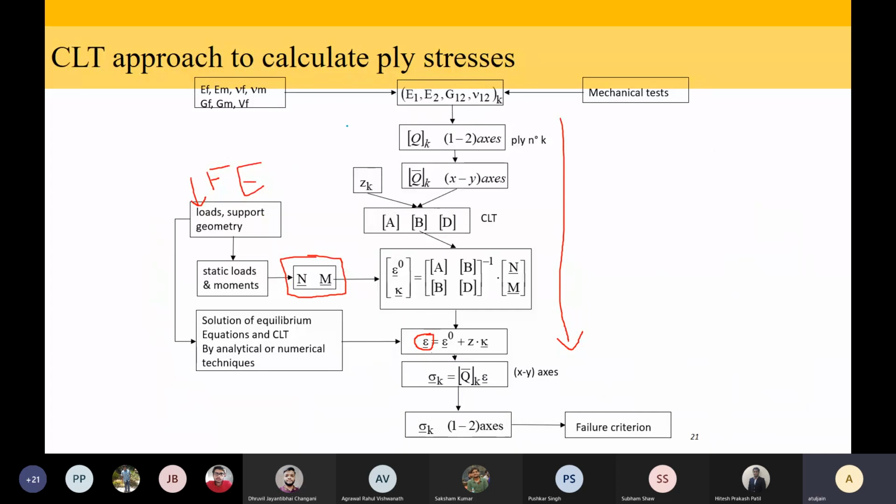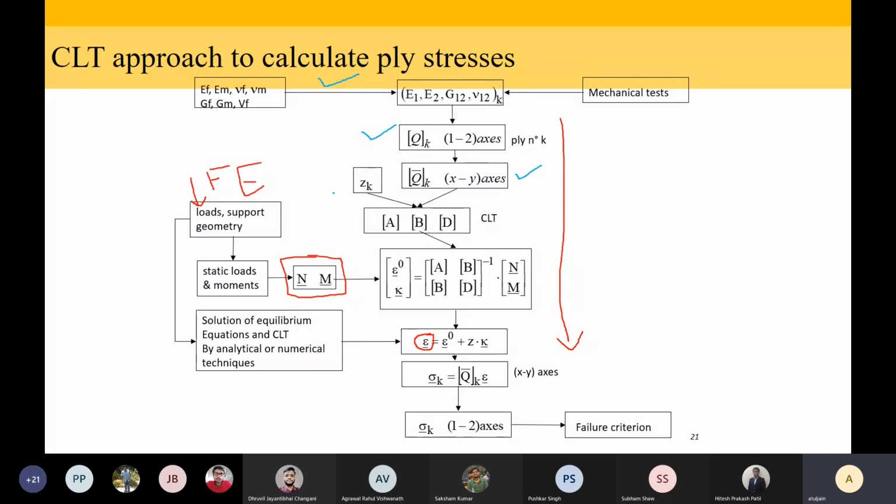Blue. So this you have already done, I believe. This is using rule of mixtures. You can calculate the equivalent properties. This you have already done. If the Young's modulus are given, you can calculate the Q matrix. If the Q matrix is given, you have learned how to transform from local 1, 2 to global XY.